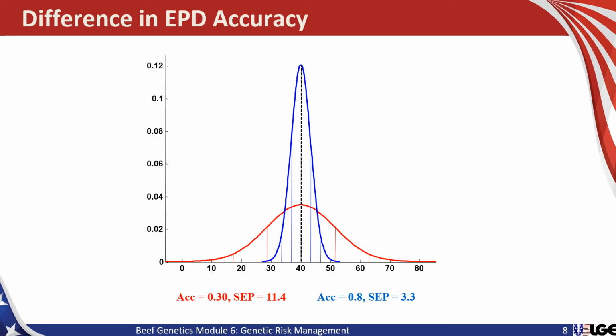To quantify those, the standard error of prediction is 11.4 for an accuracy of 0.3. This is from some data from the American Simmental Association. And for an accuracy of 0.8, that standard error of prediction is about 3.3, so much narrower.